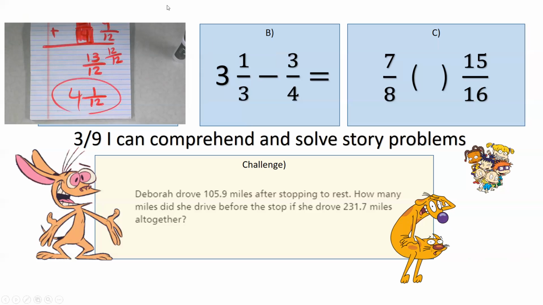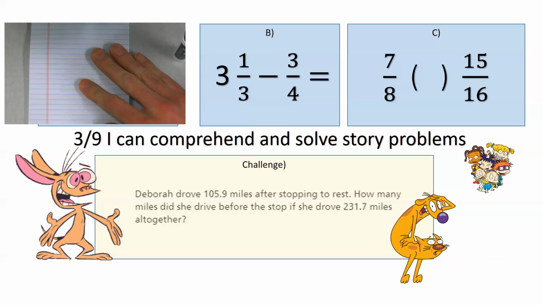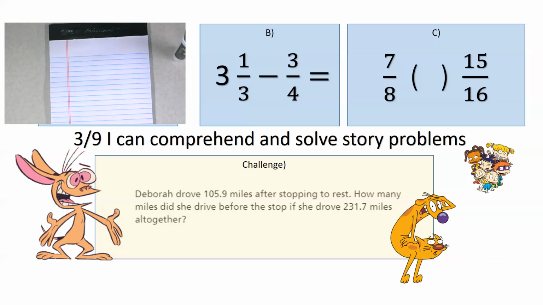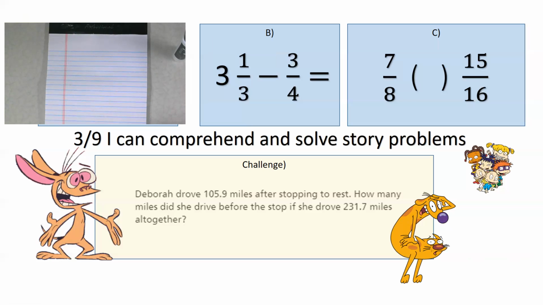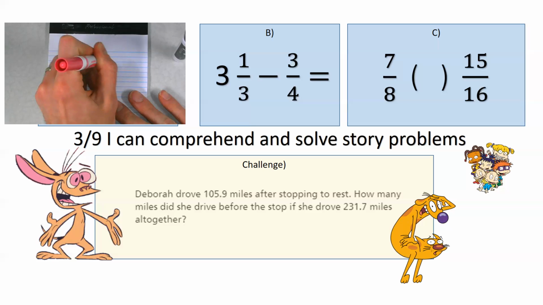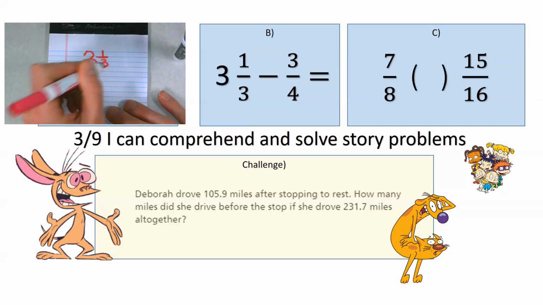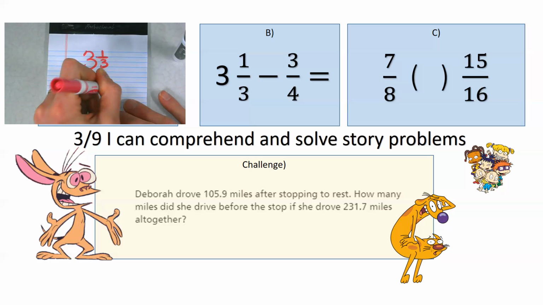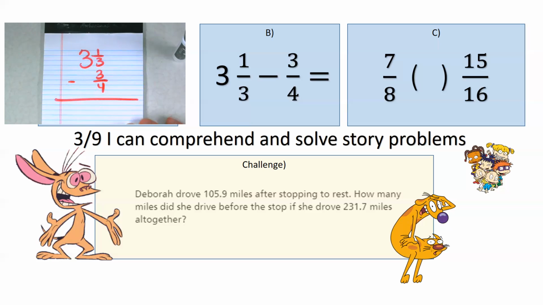Let's go to B. If you think about it, B is very, very similar to A, except for instead of adding, we're subtracting. In subtraction, the order matters. The first number you put on top because it's what you have. The second number you put on the bottom because it's what you're taking away. And then that will help us with our answer.